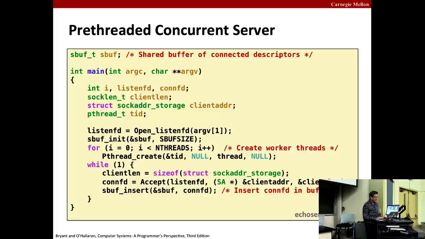And once we get that connected file descriptor, then we just simply insert it into our shared buffer and then wait for the next connection request. So our server's very efficient, right? We're just doing an accept and then a very fast insert into the buffer. Okay, and then we're going to let the worker threads do all the work associated with that queue of descriptors.